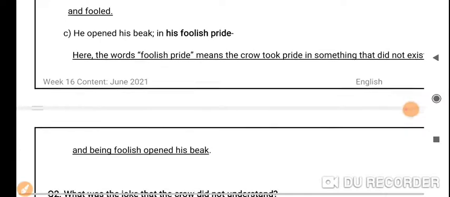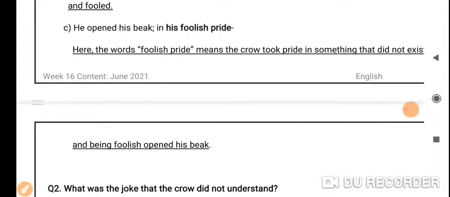Next we have part C. He opened his beak in his foolish pride. Here the words foolish pride mean the crow took pride in something that did not exist. And he was being fooled and he opened his beak.